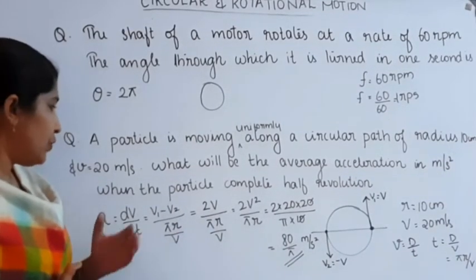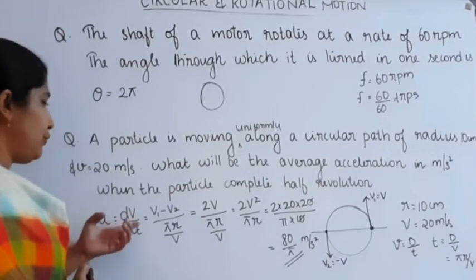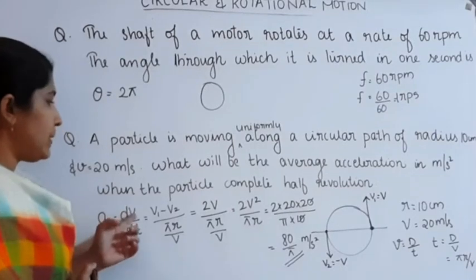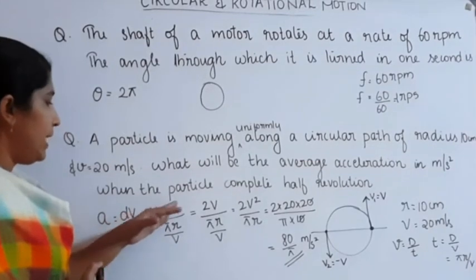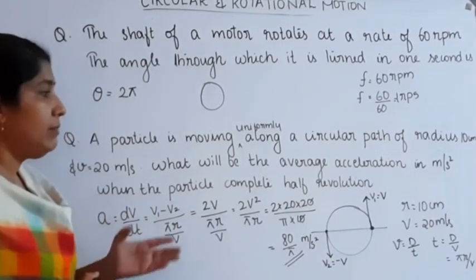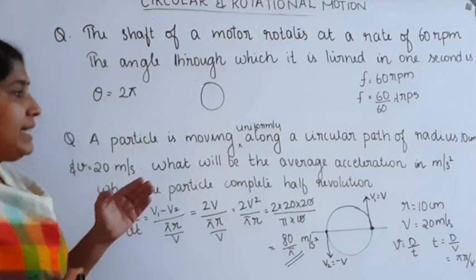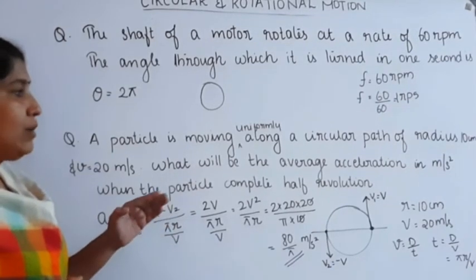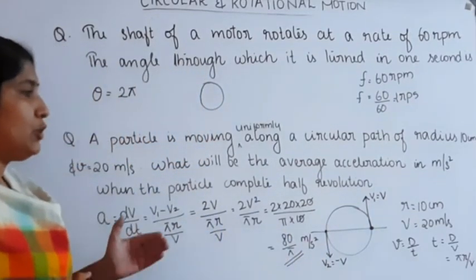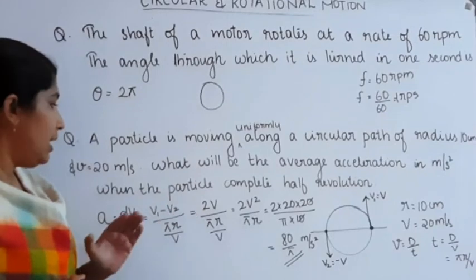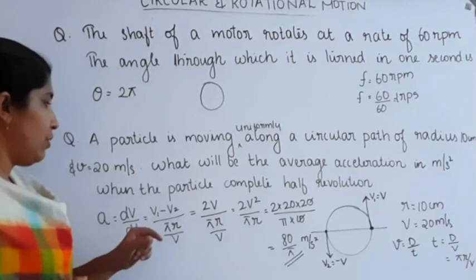Okay. In this question, first of all, we want to know the acceleration. Acceleration is equal to rate of change of velocity. Change in velocity is equal to v1 minus v2. We don't know v1 and v2, so v1 minus v2 divided by the time. Time t is equal to distance traveled divided by speed. When the body completes half the circular motion, the distance covered is pi r, then pi r divided by v. That value is substituted here.